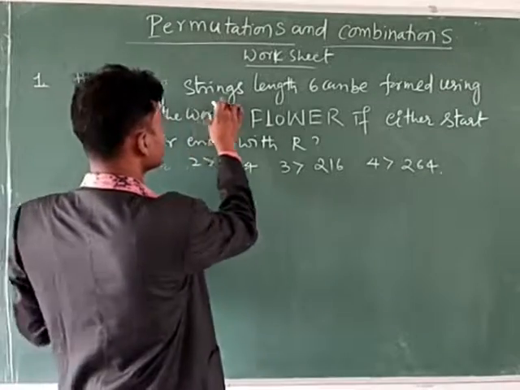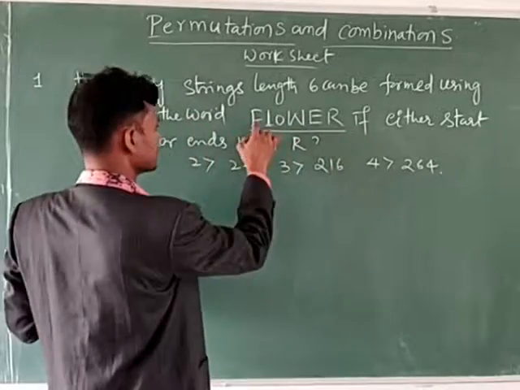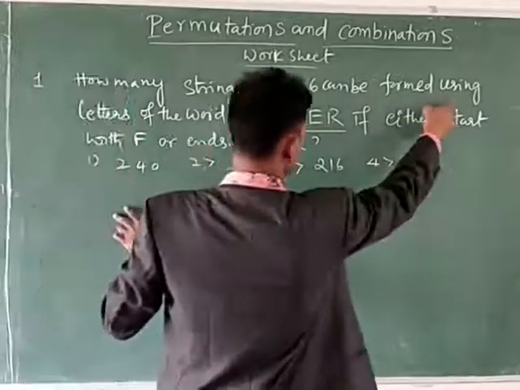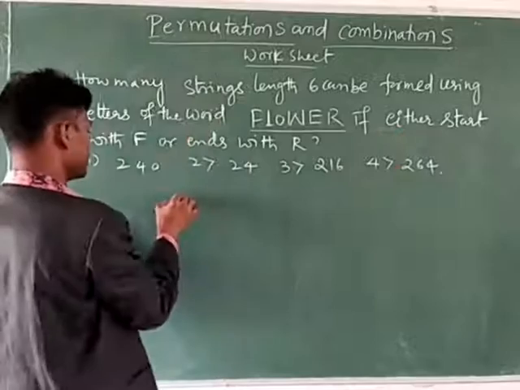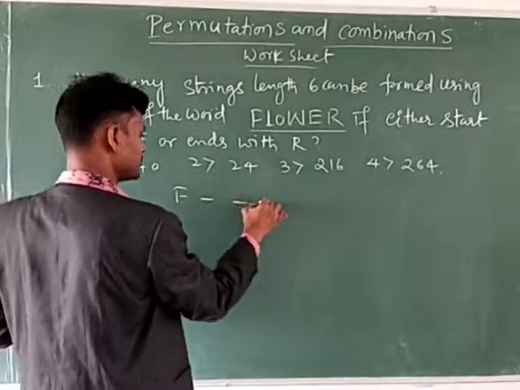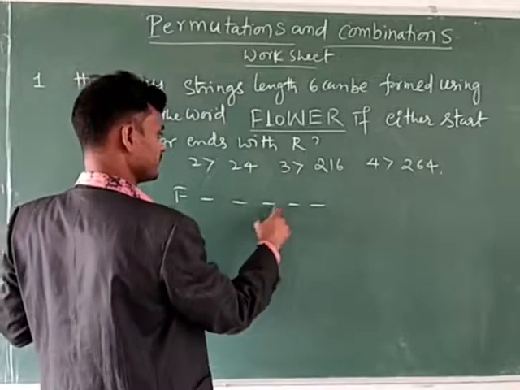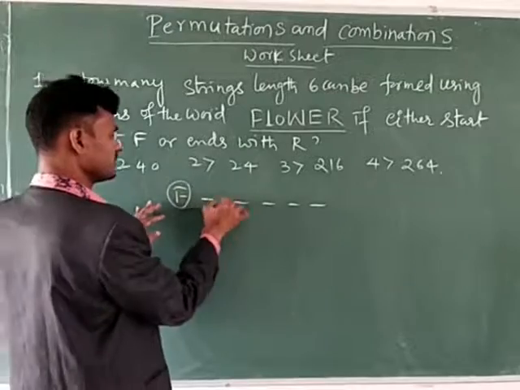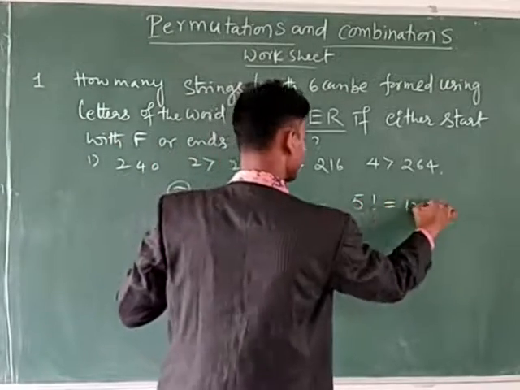Here, how many strings of length 6? The word FLOWER has how many letters? 1, 2, 3, 4, 5, 6 letters are there. Here either start with F. Start with F means 1, 2, 3, 4, 5, 6. That means it started with F, so the remaining 5 blanks, 5 factorial. 5 factorial is equal to 120.